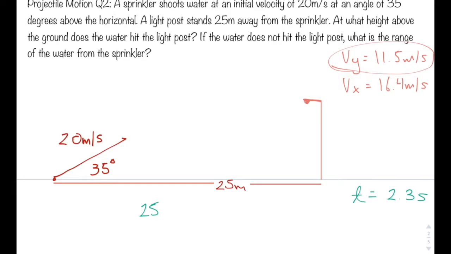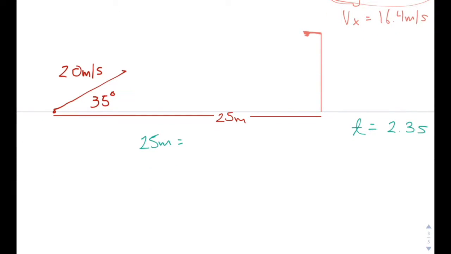So the 25 meters is equal to our velocity, which in this case is 16.4 meters per second because we're now dealing with the horizontal, times time. So we would just divide the 25 meters by 16.4 meters per second, and the units would resolve to 1.52 seconds. What we just solved here is that at 1.52 seconds, the water is 25 meters away from its initial position. It's traveled 25 meters in distance, and it is 25 meters in displacement.